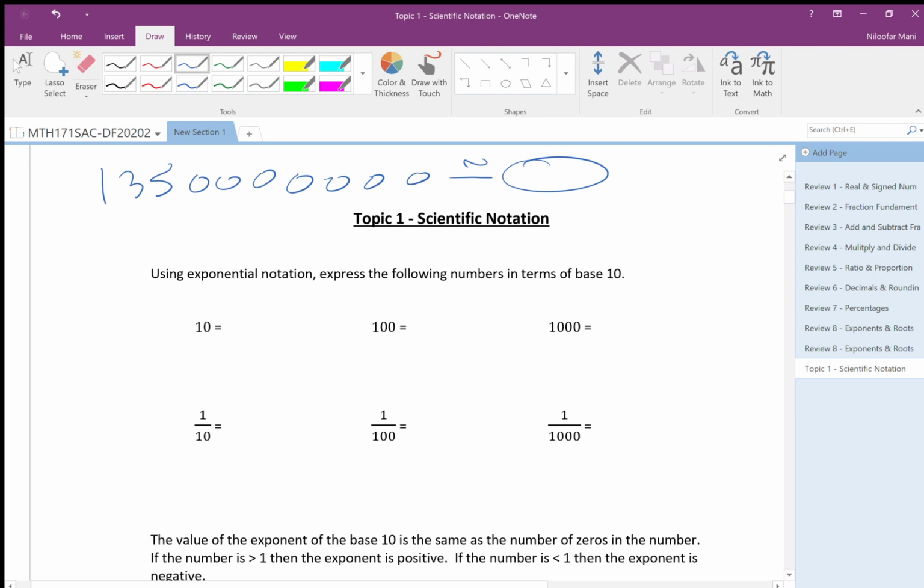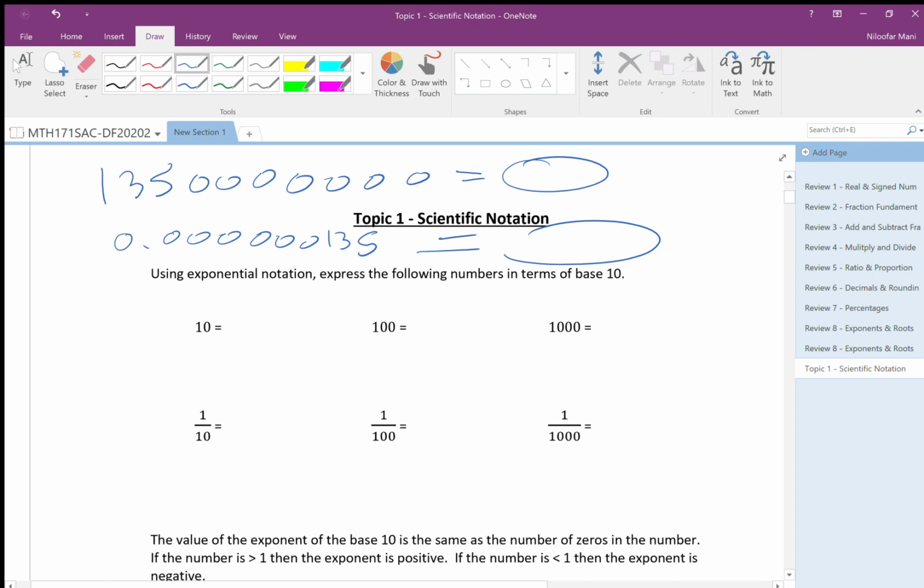Or if I have, for example, 0.000000135, then again it's not easy to just deal with this answer. I better show it in some other way. Okay, so I just show it in another way, and I want to show you what I mean here.